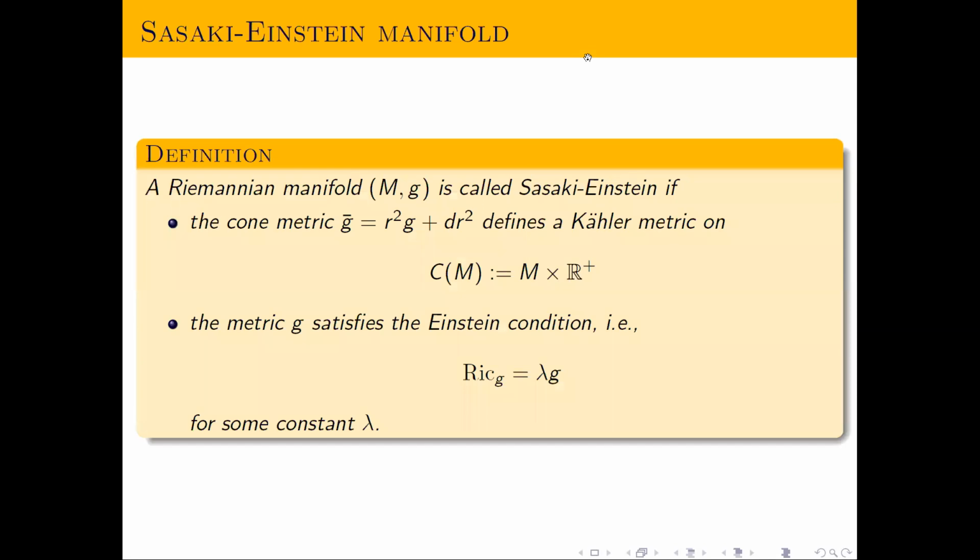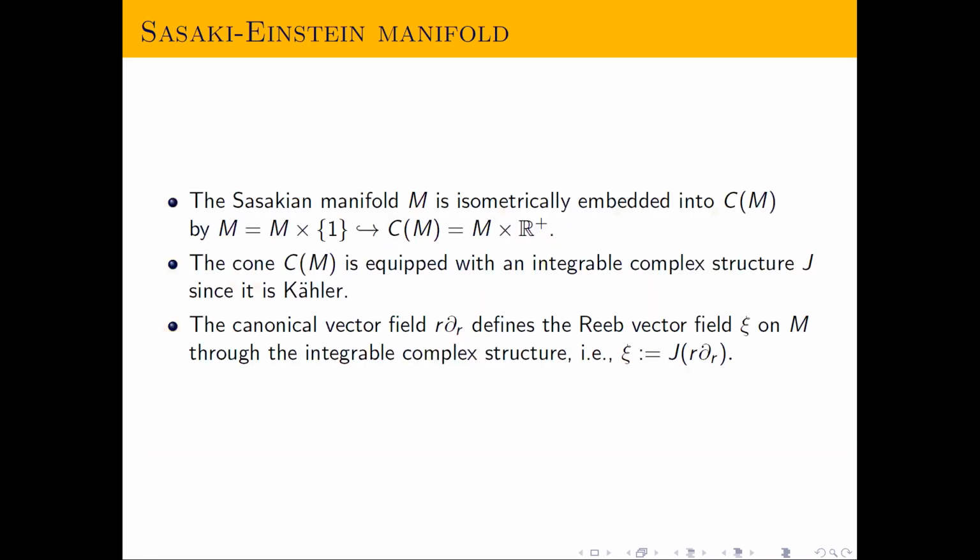A Riemannian manifold is called Sasaki-Einstein if the cone metric defines a Kähler metric on the cone, which is defined here, and the metric g satisfies the Einstein condition: the Ricci curvature is proportional to the metric. The Sasaki manifold is isometrically embedded into the cone, as you see. And this cone is equipped with an integrable complex structure because it's Kähler by definition.